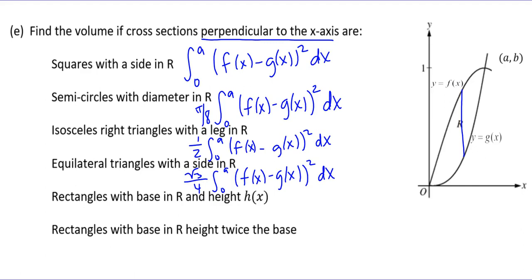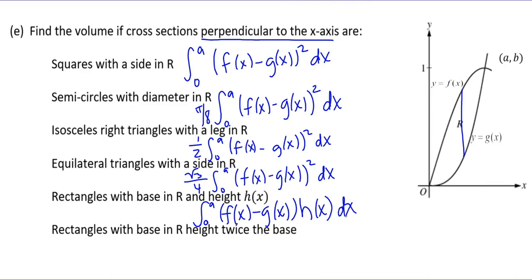Well, a rectangle is base times height, right? So I'm taking the infinite sum from x equals 0 to x equals a. Your base is top minus bottom. That's the part that is in the region R. So base is that times height, h of x, and then that tiny, tiny thickness dx, okay?